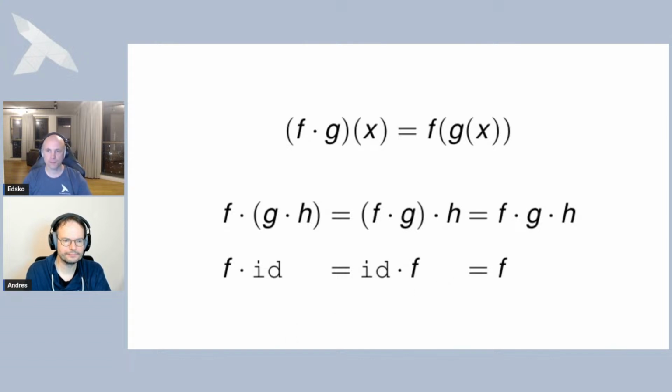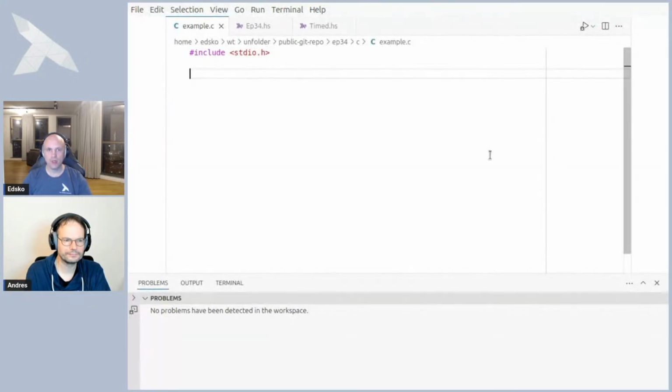Okay. Hopefully that made sense. So now let's think a little bit about code. But before we look at Haskell, I want to look at C first. Ooh. Yeah, very controversial.